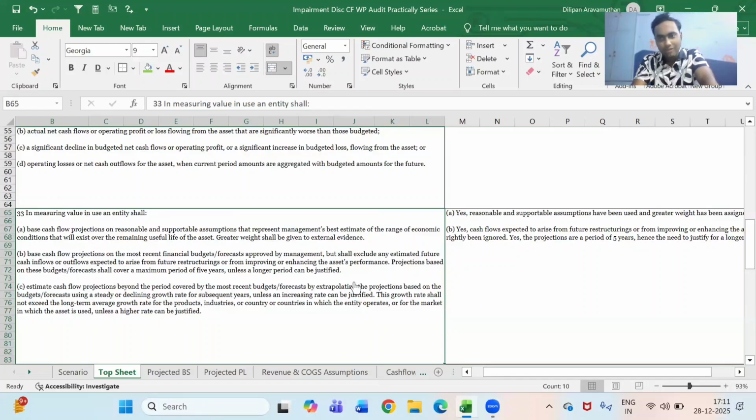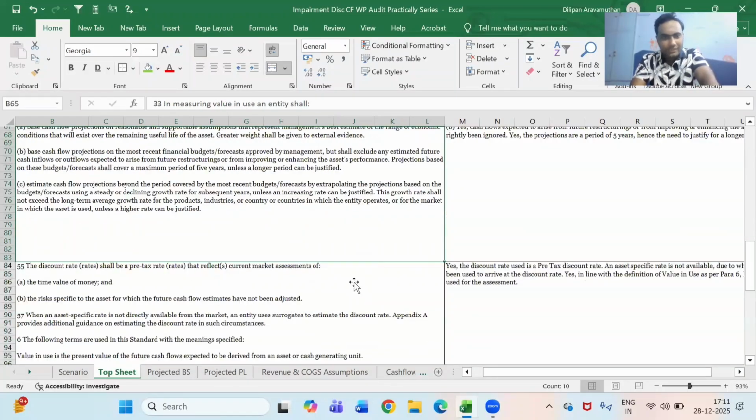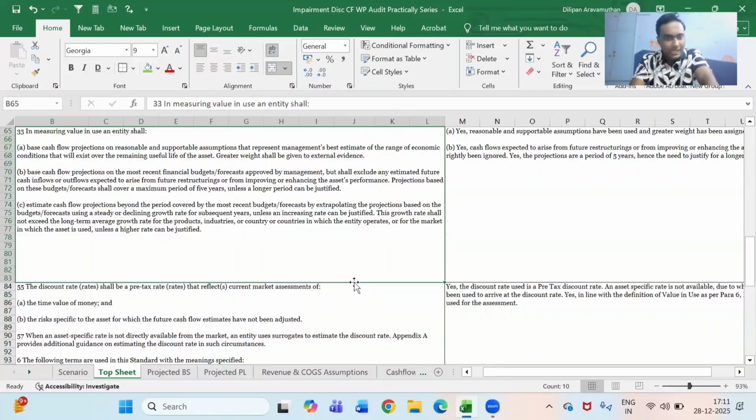Because a lot of things can change, a lot of developments can happen in a period of 5 years, and 5 years in itself is too long a period, is what I feel. So that's what I'm trying to convey here, and that is what the standard is also asking. Another thing the standard asks is that the terminal growth rate the entity takes should not exceed the growth rate of the economy as a whole, which we already ensured as part of our sense check.